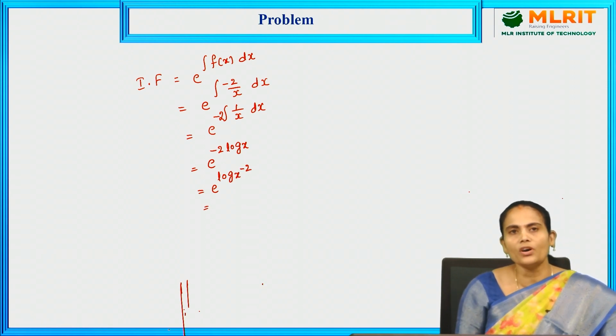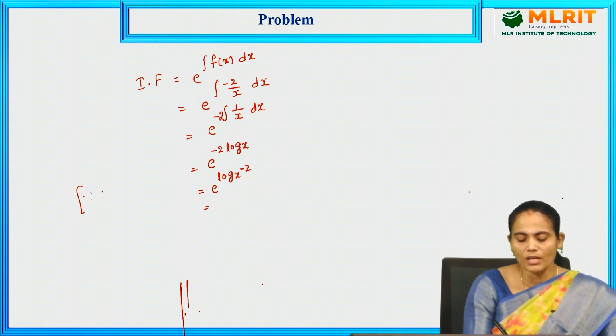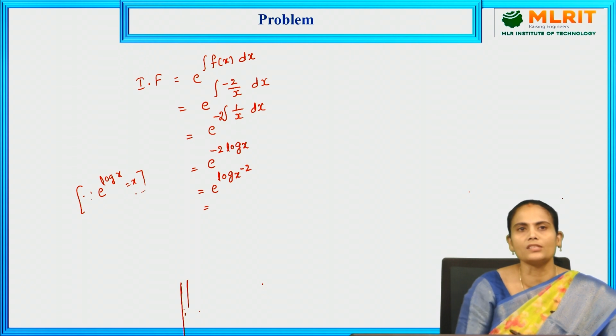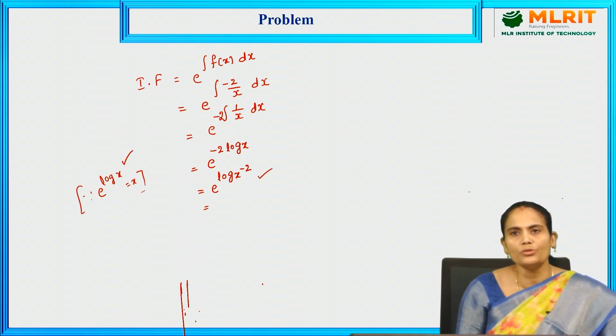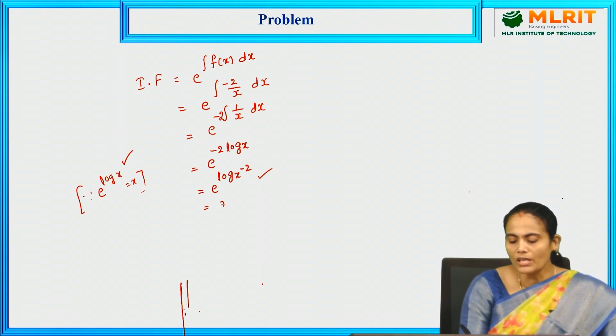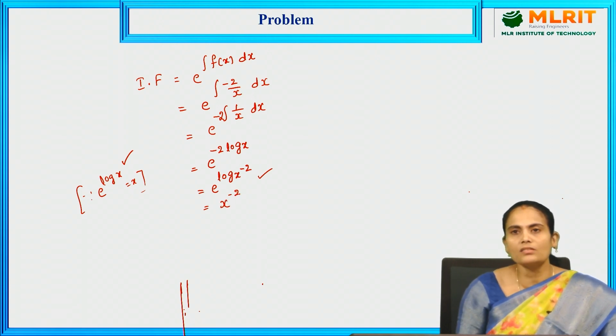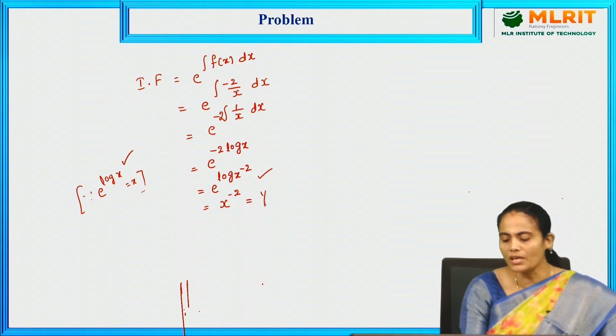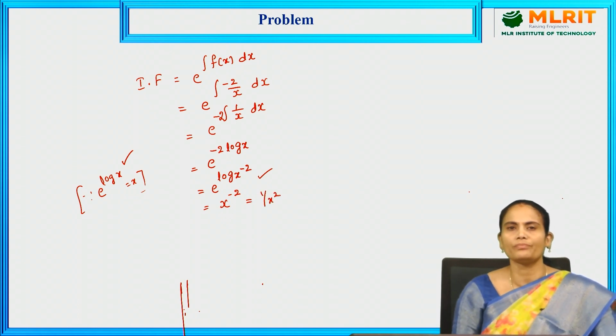And we know the formula. What is that formula here? e to the power log x is nothing but x. You have to use the formula on e to the power log x to the power minus 2. So here the value of the integrating factor is x to the power minus 2. x to the power minus 2 is nothing but 1 by x square. So this is the integrating factor we got.